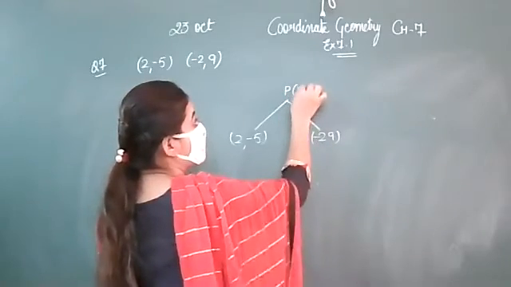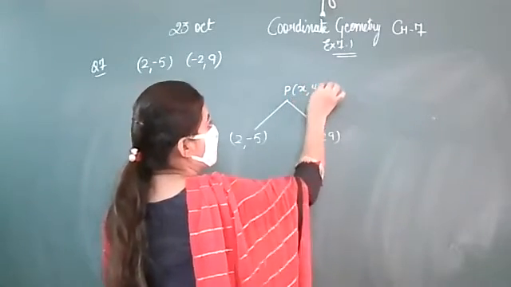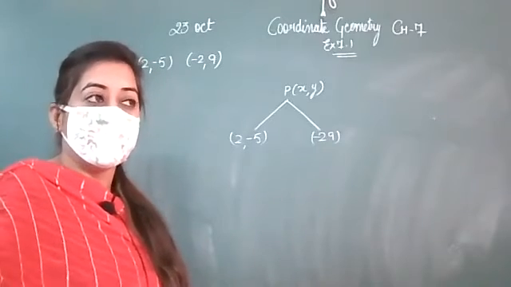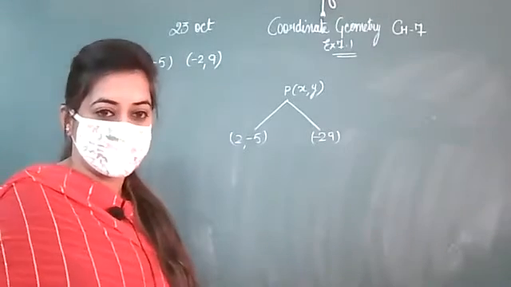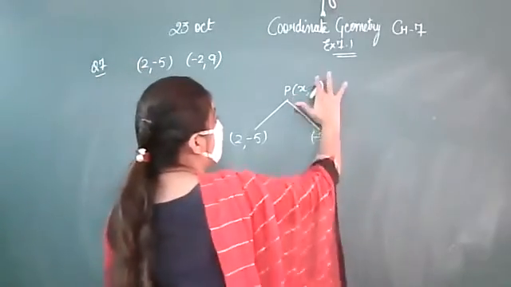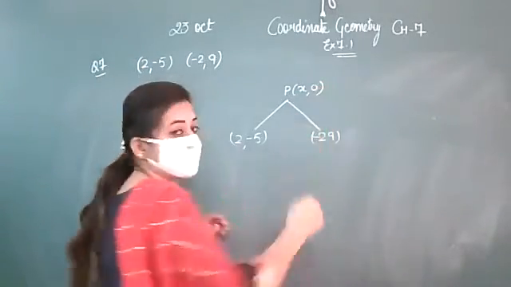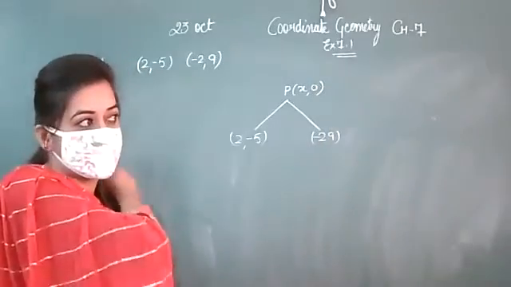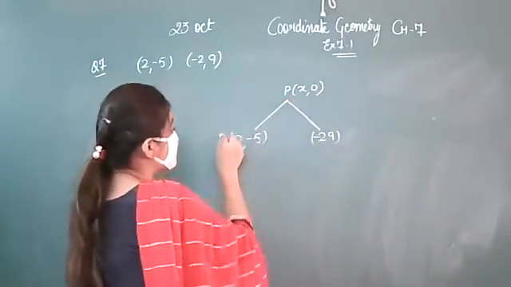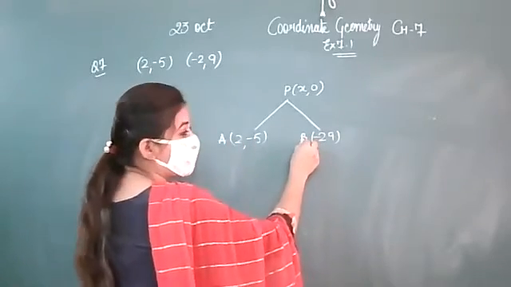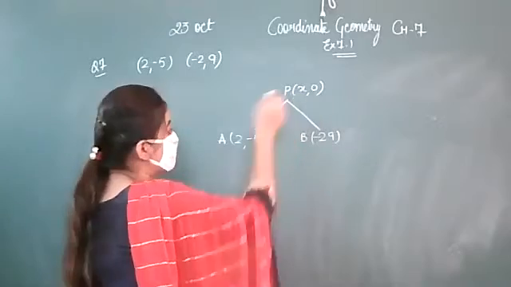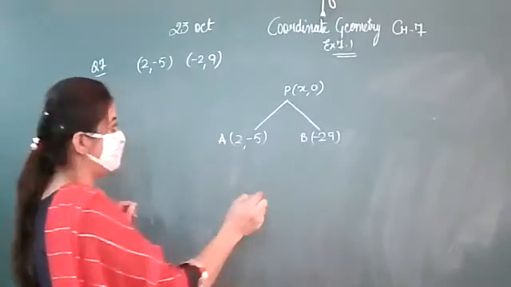सपोज हम इस पॉइंट को नेम दे देते हैं P x comma y. अब आपके पास इस क्वेश्चन में कंडीशन दे रखी है, the point on x-axis, and you all know if the point is lying on the x-axis, then its y coordinate must be 0. If the point is lying on x-axis, then its y coordinate must be 0. So this is the point P, this is your A coordinate, this is your B coordinate, and in the question they are saying that the distance of this point from A and B are equal.